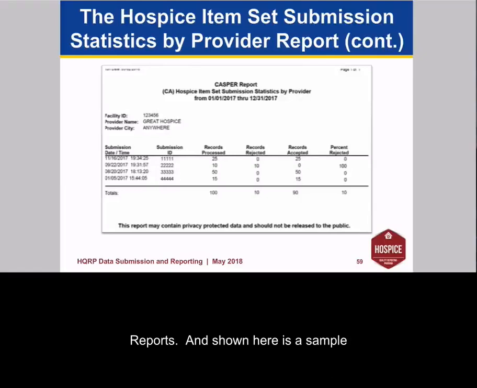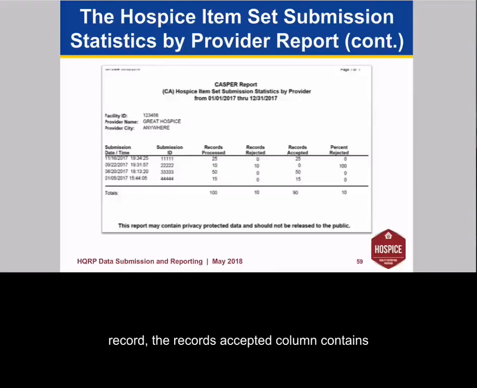And shown here is a sample Hospice Item Set Submission Statistics by Provider report. You'll see that the report displays the submission date and time, the submission ID, the records processed, which is the number of records successfully processed from the file by the ASAP system. The records rejected column contains the number of HIS records that were rejected, or in other words, were not saved into the ASAP system because of fatal errors in the record.